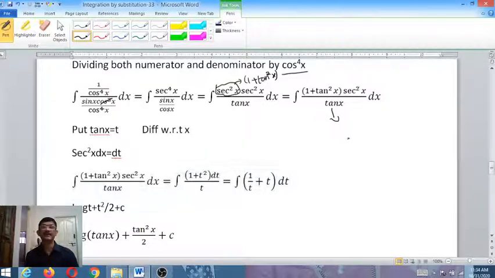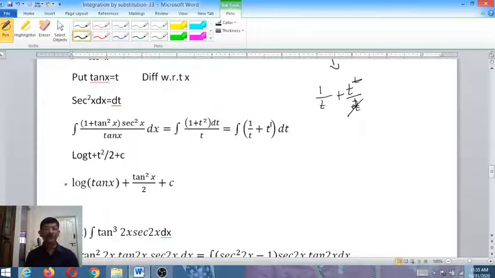Divide each term by t, that is 1 by t plus t square divided by t. So one t gets cancelled here. This is nothing but 1 by t plus t. Integral of 1 by t is log of t, plus integral of t power 1 is t power 2 by 2, plus c. So the final answer is log modulus of tan x plus tan square x by 2 plus c.